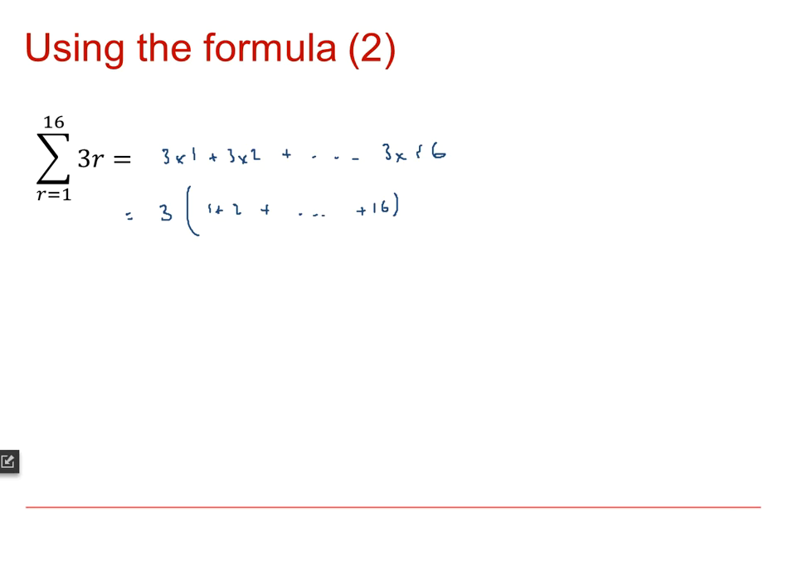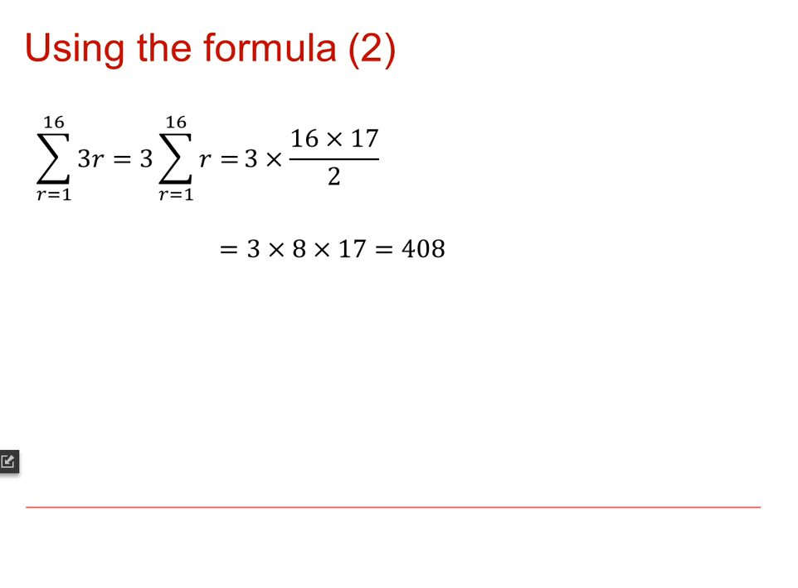So what I'm trying to show you there is that we can write this sum as being 3 multiplied by the sum from r equals 1 to 16 of r. In other words, the 3 can be factored outside the summation. Well, once we've decided that is true, then we can use our formula which says that it will be 3 multiplied by n, which is 16, multiplied by n plus 1, which is 17, divided by 2. And if you calculate that, you get a total of 408.